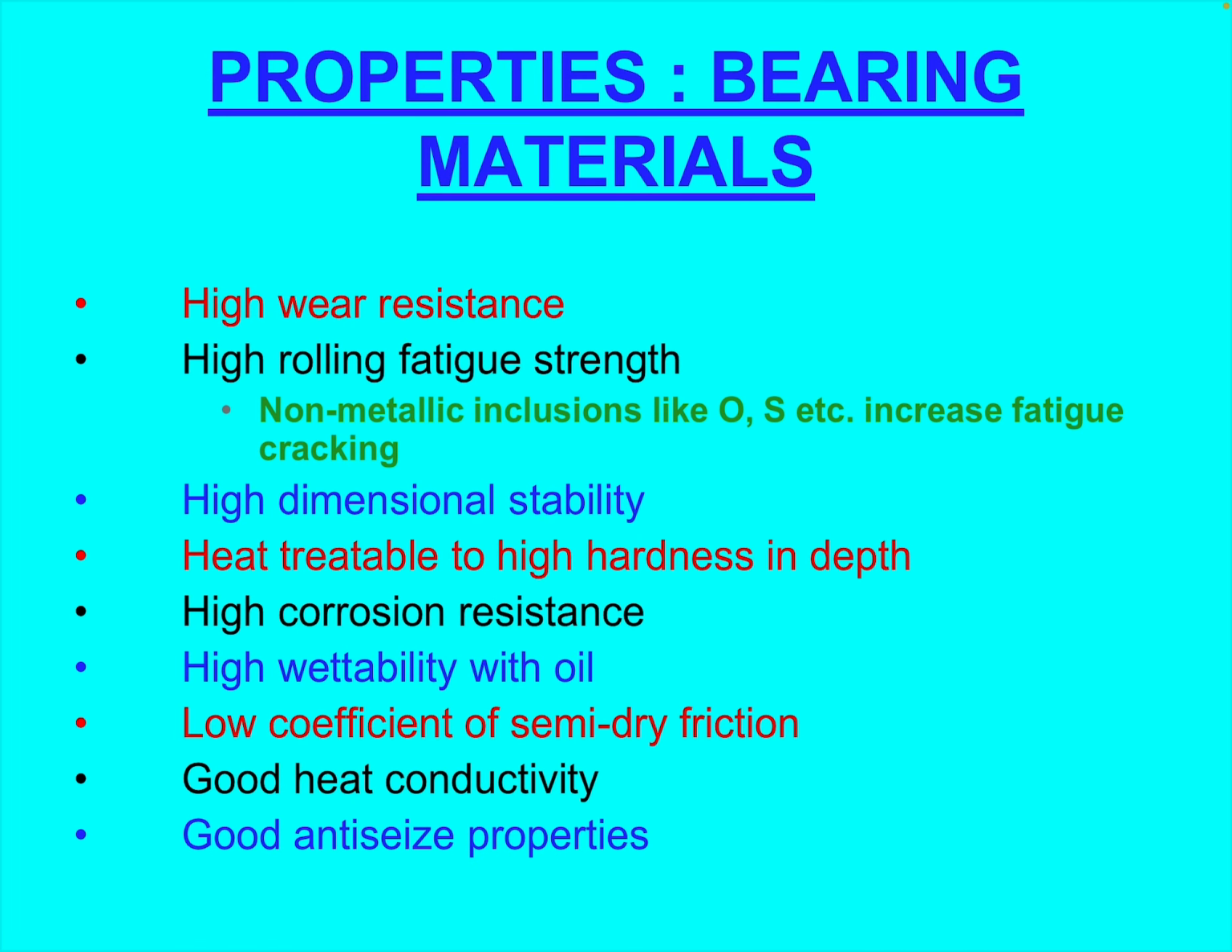Bearing materials. What kind of materials are used? Performance requirements for bearing materials: high wear resistance, high rolling fatigue strength, non-metallic, non-corrosive, high dimensional stability, high hardness at depth, high corrosion resistance, high wettability by oil, low coefficient of friction, good heat conductivity.